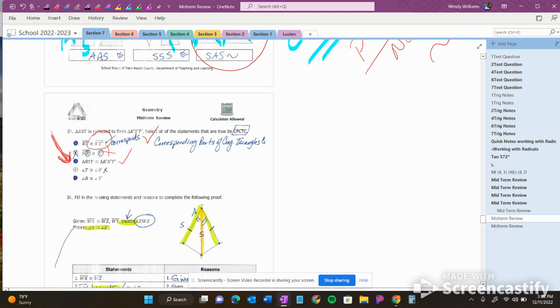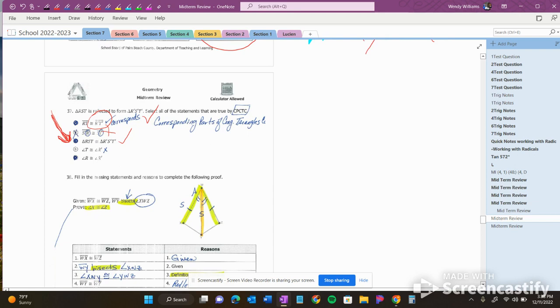I know they're congruent because they're corresponding, but they're not congruent by CPCTC. They're congruent by side-side-side or side-angle-side. I'm going to come back to this one.